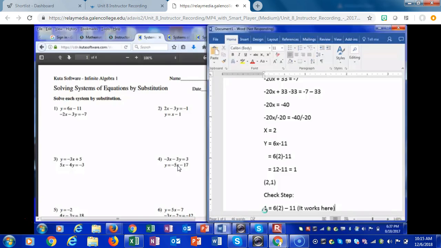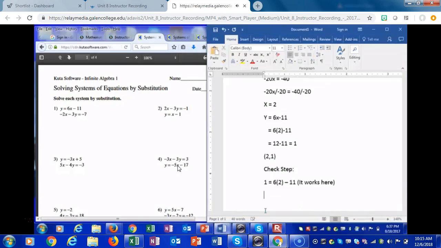Now, what about for the next equation? For the next equation, we have negative 2, x is 2, minus 3, y is 1. Is that the same as negative 7? Well, negative 2 times 2 is negative 4, and a negative 3 is negative 7. So it works here. In order for it to be a solution, in the check step, it has to work for both equations.